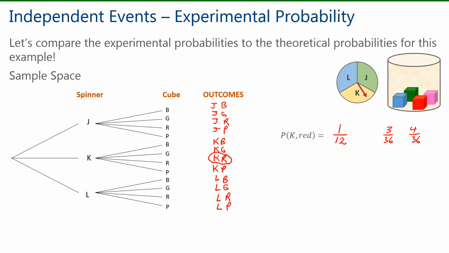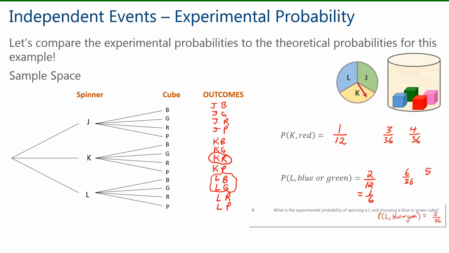We then looked at spinning L and blue or green. Theoretically, I would have 2 possibilities here out of 12, which would reduce to 1/6. Out of 36, that would be 6 out of 36, and that too is close to the experimental results that were obtained in the previous table. That probability being 5 out of 36.